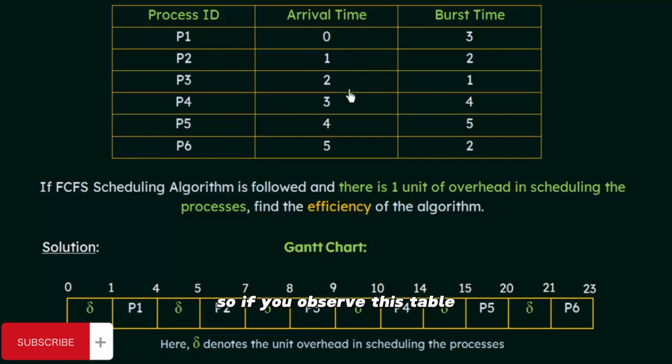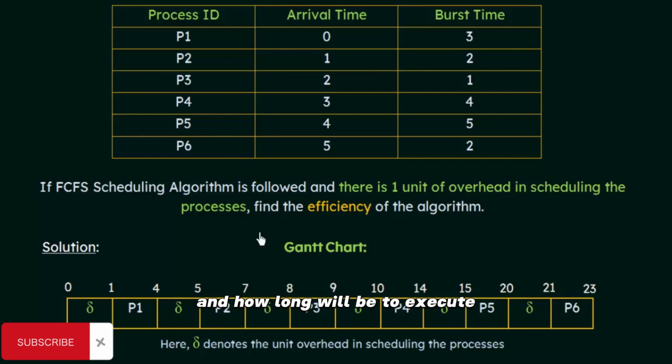So if you observe this table, it is 0, 1, 2, 3, 4, 5, so obviously the order of arrival is P1, P2, P3, P4, P5, P6, so it is easy to remember for this example. So P2 is the next one that should get the CPU. But as we know that there is 1 unit of overhead in scheduling the processes, again after P1 releases the CPU, before P2 gets the CPU, there will be 1 unit delay, so from 4 to 5 there is a delay over here. Now at the 5th unit of time, P2 will get the CPU.